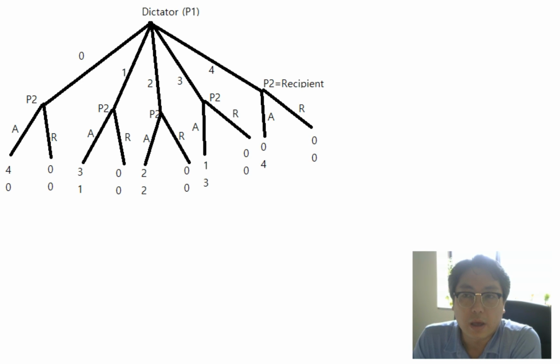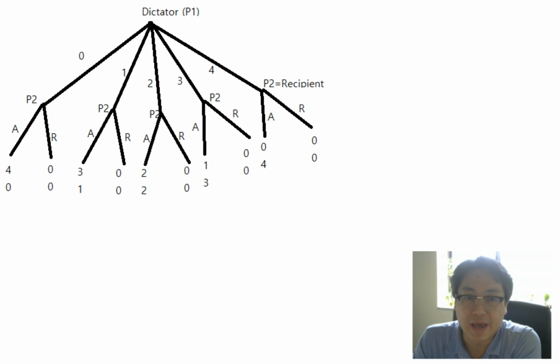And actually, 2 weeks ago, I gave you a quiz to solve a dictator game with 5 possible offers. I'm going to explain that game. There are 2 players, dictator and recipient. Dictator was the first player, and the recipient was the second player. Dictator is dividing $4 with the recipient.